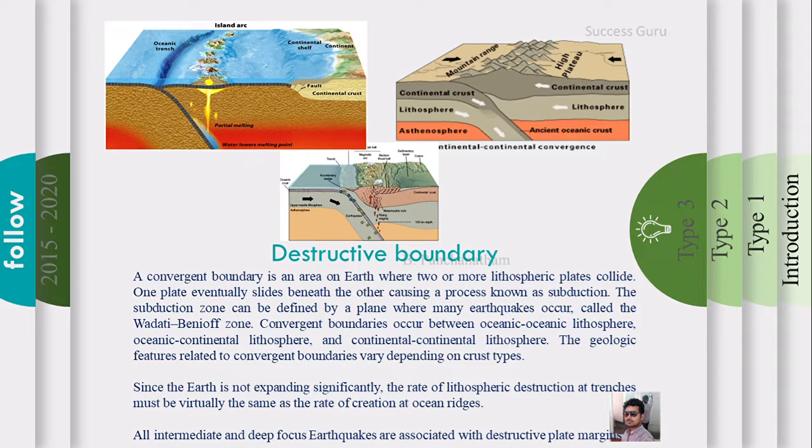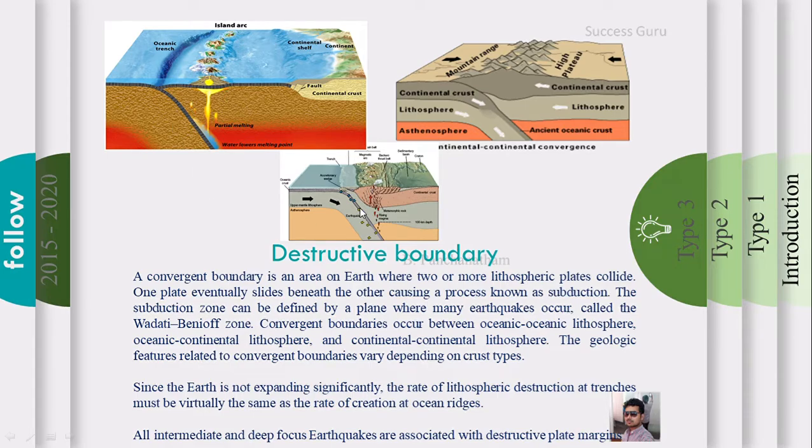Convergent boundaries occur between oceanic lithosphere and others. So there are three possibilities: convergence between ocean and ocean, continent and continent, and ocean and continent. These are the three possibilities of convergence. The geological features related to the convergent boundary vary with the crustal type. So the features occurring in ocean convergence may not be the same in continent convergence, and may differ in ocean-continent convergence. The features produced depend on the type of crust involved.